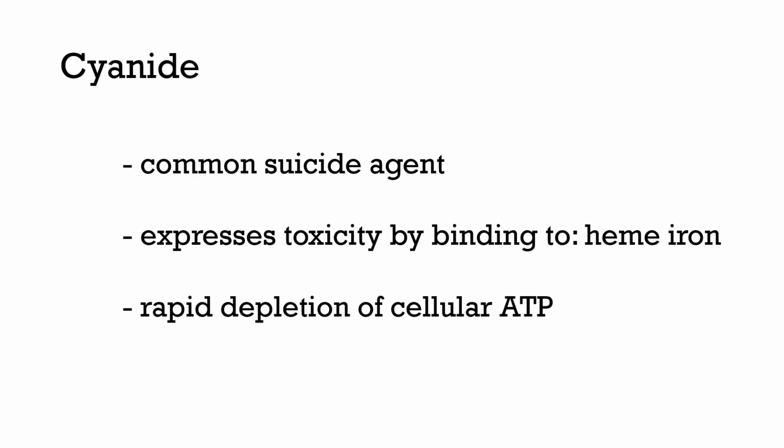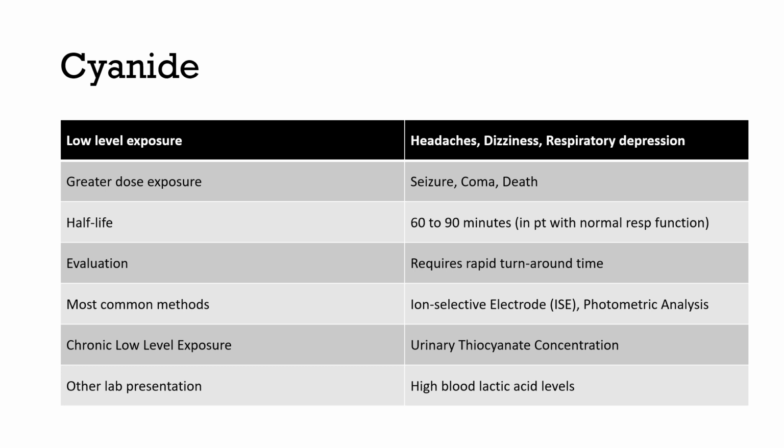So cyanide is actually a common suicide agent since only a small amount is needed in order to produce a toxic or lethal effect on your body. It expresses toxicity by binding to the heme iron, and there would be rapid depletion of the cellular ATP, which is used in many functions of the cells, right? The phosphate, the ATP. Okay.